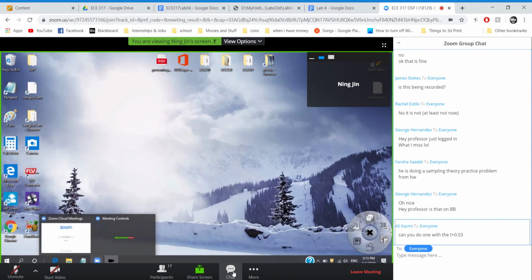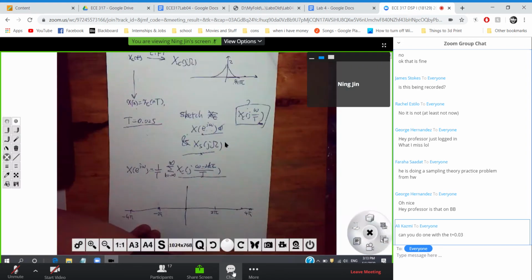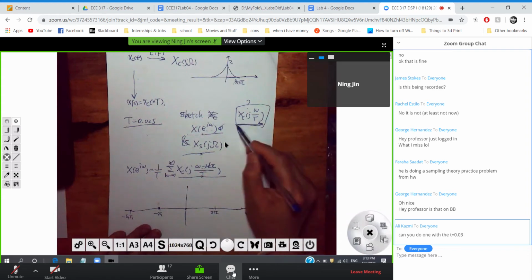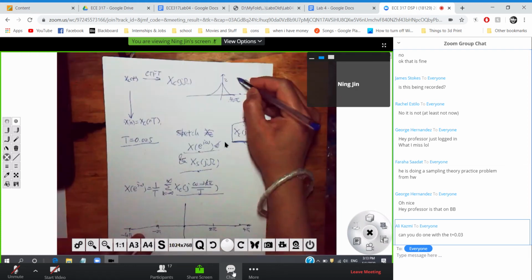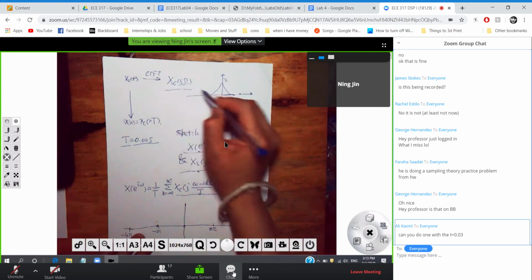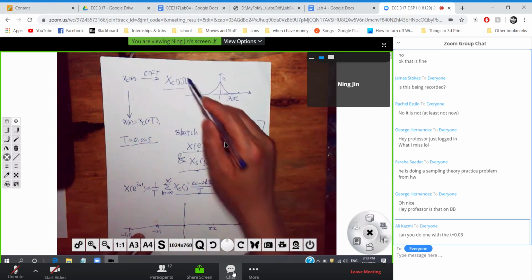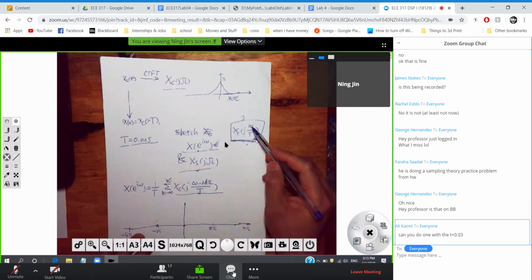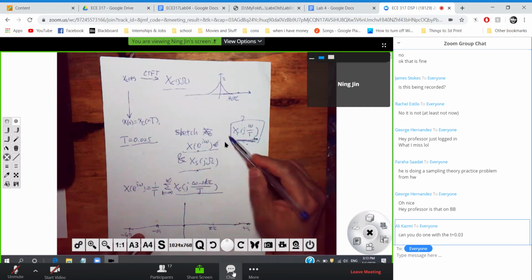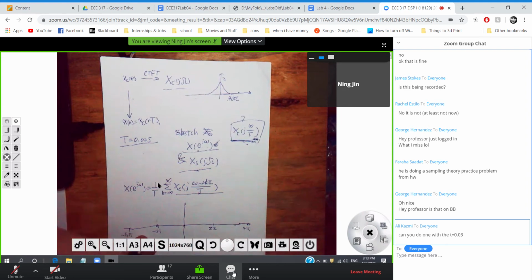Now I have a question here. You know what is the graph of this? Any idea about this one? You know this. This is X_c. X_c is this. And you change this capital omega to be omega over T. And what is the graph of this? Any idea about it?